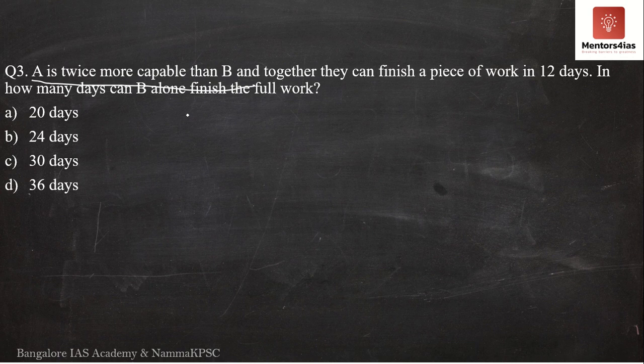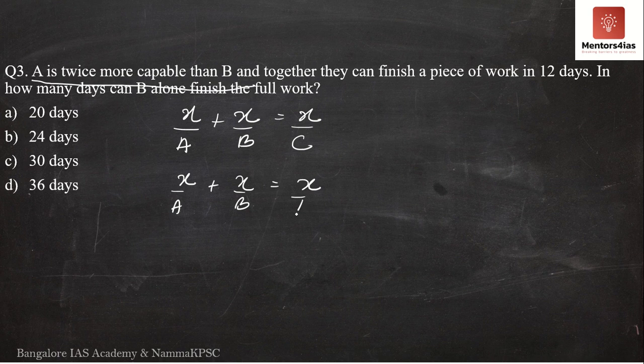So the question is, A is twice more capable than B, and together they can finish a piece of work in 12 days. So if both A and B are working together, A is the number of days taken by A itself, B is the number of days taken by B itself. I am representing it as A and B itself. This should be equal to X by C, where C is the number of days taken by both A and B if both of them work together. So what do I get? I get X by A plus X by B is equal to X by 12.